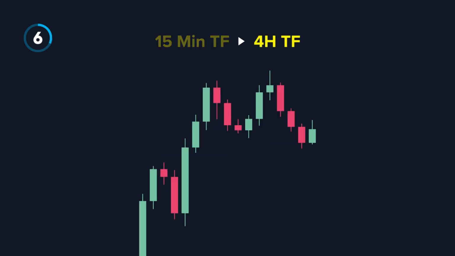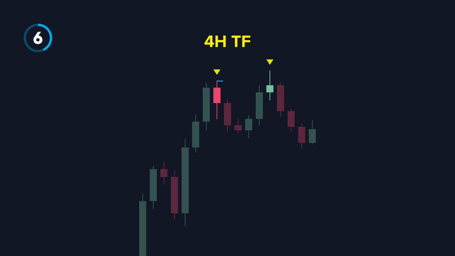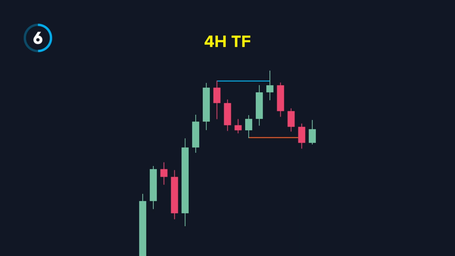because when we zoom out onto the 4-hour time frame to look at the larger market structure, we can actually see that the price action is currently in the process of playing out a typical market maker sell model. This is because we have a liquidity sweep at the top of the chart, which is then followed by a change of character, suggesting that the directional bias has now switched to bearish.